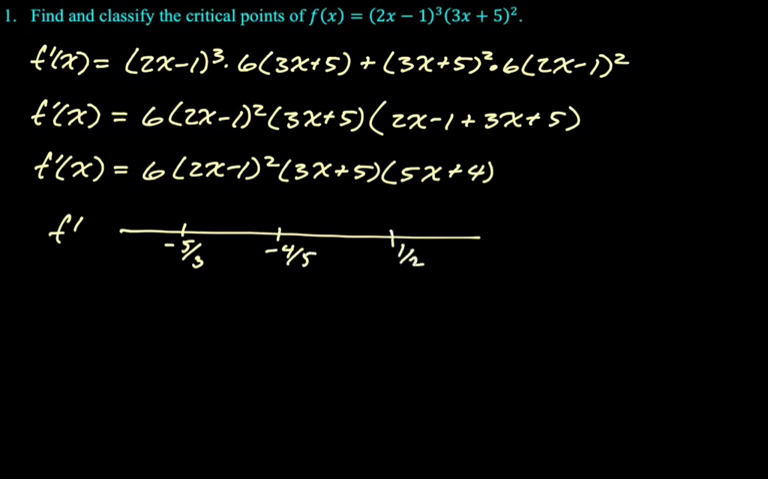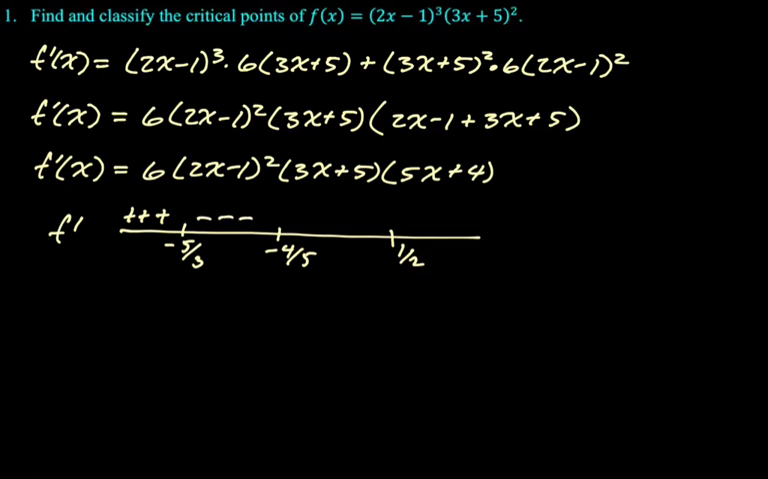So if we test negative 1 billion, we're going to get 6, which is positive, something squared is positive, and then a negative and a negative. 2 negatives means positive. And then what I usually do is I look at the degree for the factor. So negative 5/3 comes from 3x plus 5 to the first. That's odd. 1 is odd. So you're going to have a sign change.